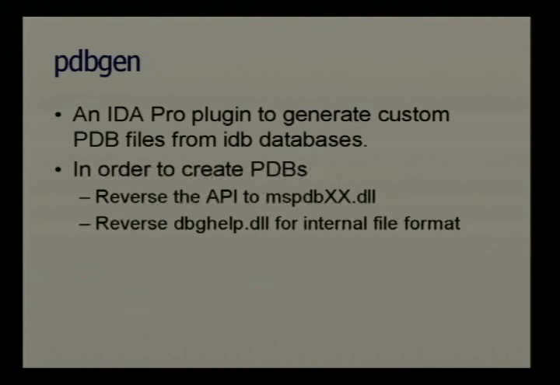So in order to create these PDBs, I had two choices. One was to reverse the API for the MSPDB DLL file. This is the same way the compiler uses it. So all you have to do is maybe hook this DLL, see how the compiler is using it, write small programs, run them through, and see what's going on. The second possibility is to reverse the reader file. If we reverse debug help.dll, then we're going to know the internals of the file format. The first one only provides us an API. The second one provides us the complete format.